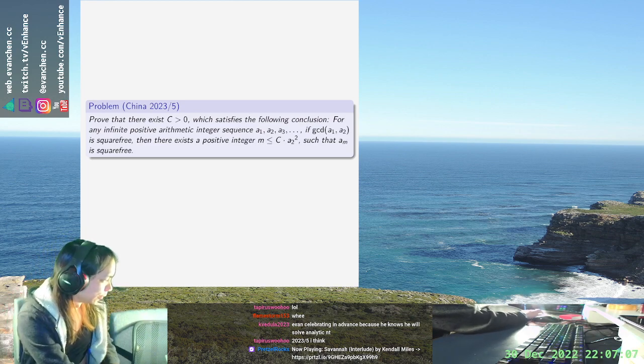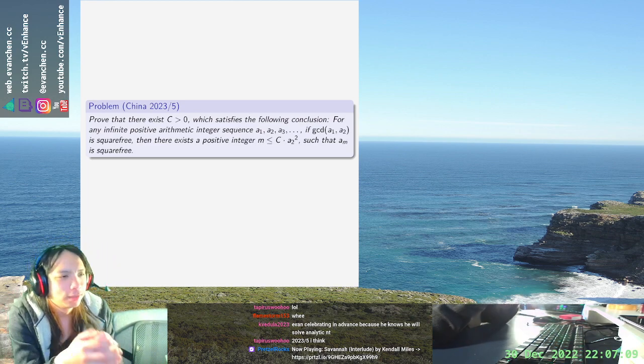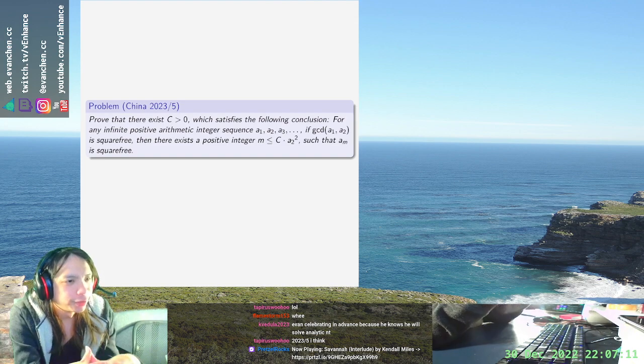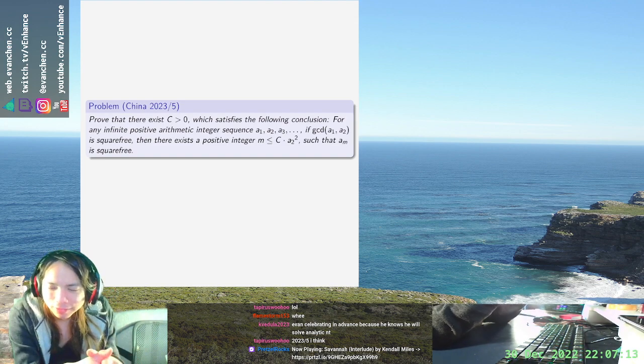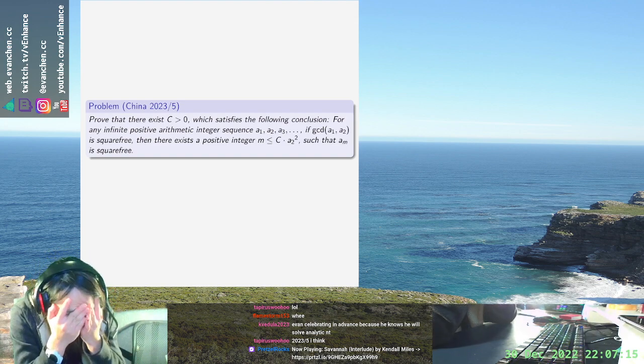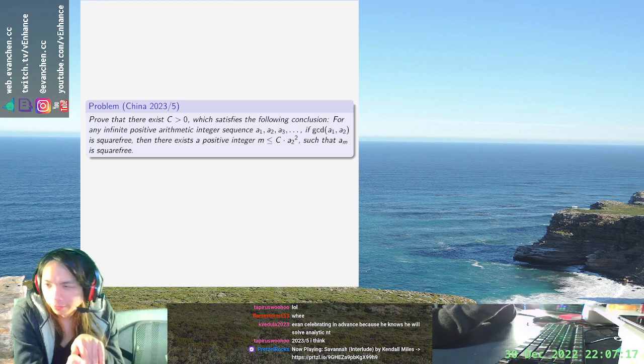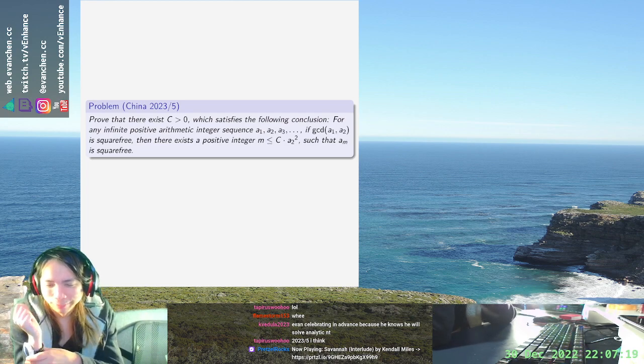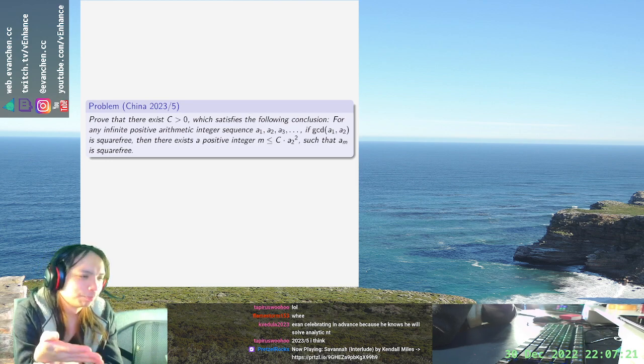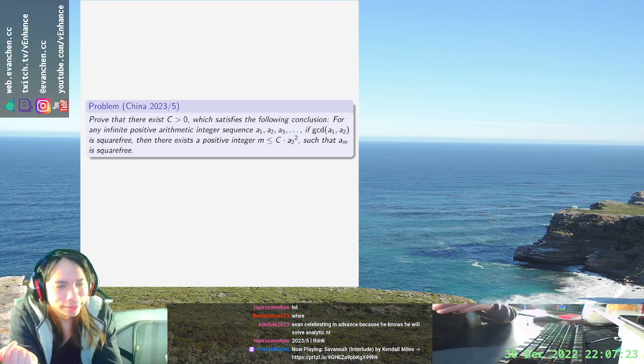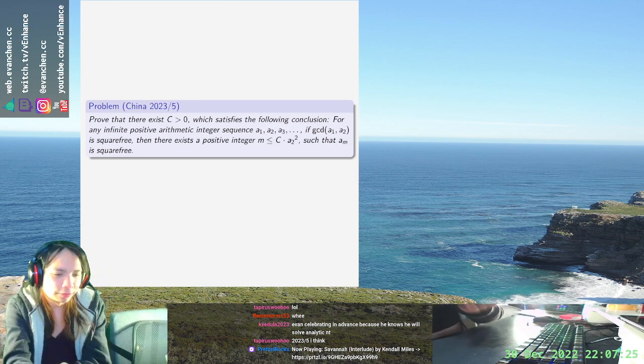Okay, let's get started. Okay, welcome back everyone. So we have a problem from the recent China National Olympiad, dated 2023. I don't know what that means, honestly. Probably because 2023 hasn't happened yet. But the timestamp is 2023, so here we are.